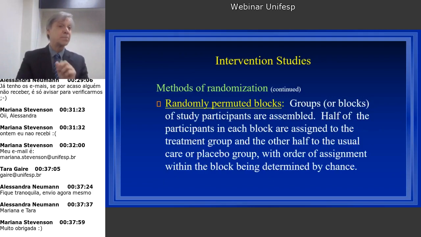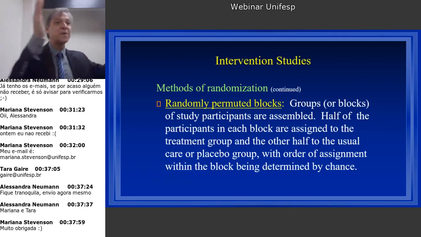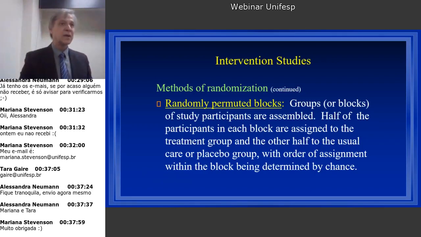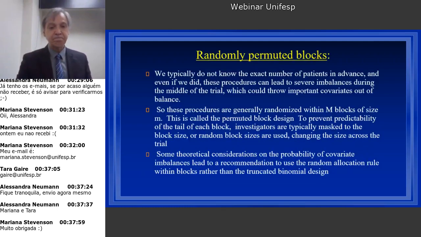So you want a permuted block randomization. Okay, a group of participants assembled. Half of the participants in each block are assigned to treatment, the other half to the usual care or placebo, with the order of assignment within the block being determined by chance. So you use a random number to determine who gets what, but it's within a block. You separate people into male, female. Okay, if you want to guarantee that male, female are there, you do block based on gender. Okay, or something like that.